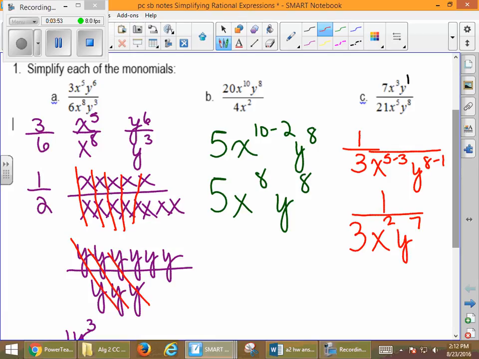Casey? So wherever the biggest exponent is, that's where you would subtract. That way you don't have to deal with negative exponents. That's the beauty of it. So that's just a little bit of a review of the exponents.